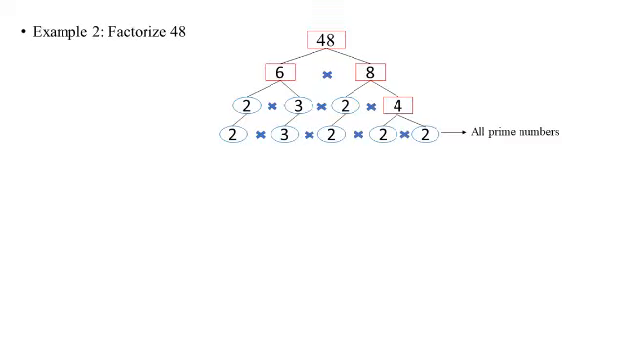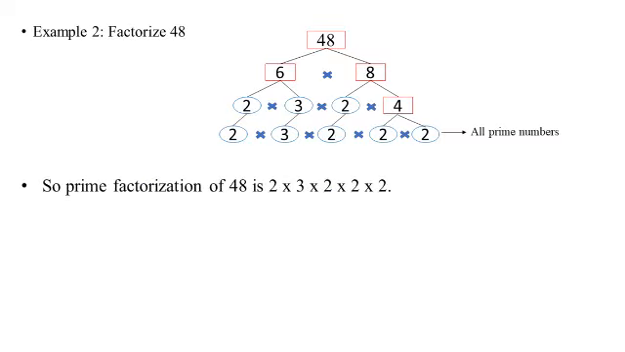Now no more composite numbers are left. So prime factorization of 48 is the product of all these prime factors. Therefore, prime factorization of 48 is 2 into 3 into 2 into 2 into 2. You can also write the prime factorization of 48 in ascending order as 2 into 2 into 2 into 2 into 3.